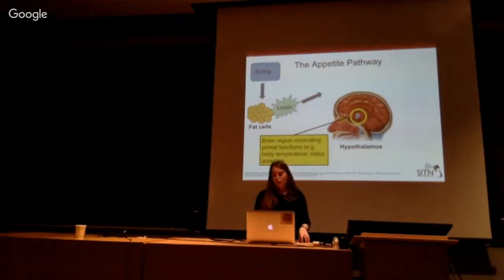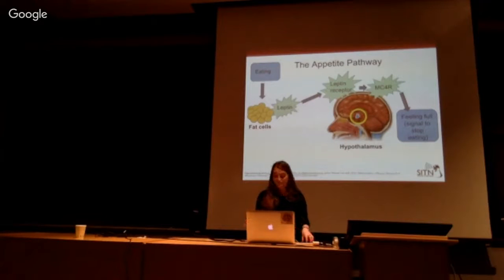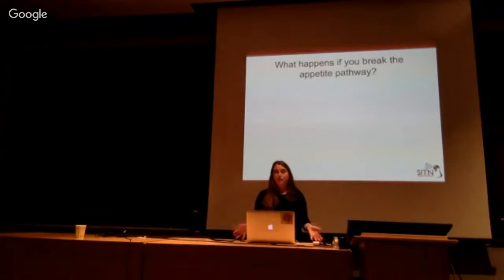So leptin is going to travel there, and then it signals to another protein called the leptin receptor. So leptin talks to the leptin receptor, and then the leptin receptor passes that signal to yet another protein called MC4R. So MC4R receives the signal from the leptin receptor, and that eventually leads to the sensation of feeling full, which is your body's signal for you to stop eating. Okay, so what do you suppose would happen if you broke the appetite pathway? So if one of those pieces did not function anymore, what do you think would happen?